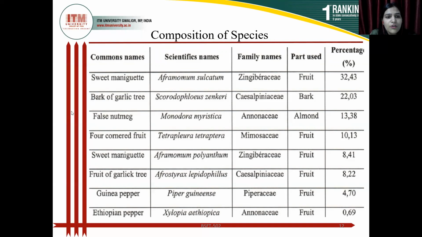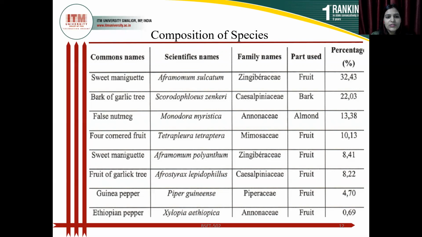Black or bark of garlic tree, Scorodophloeus zenkeri, family Caesalpiniaceae. The part of the plant is bark, and the contribution of these spices is 22%. The false nutmeg is Monodora myristica, and the family name is Annonaceae. The part of the plant used is almond, and the contribution is 13%.